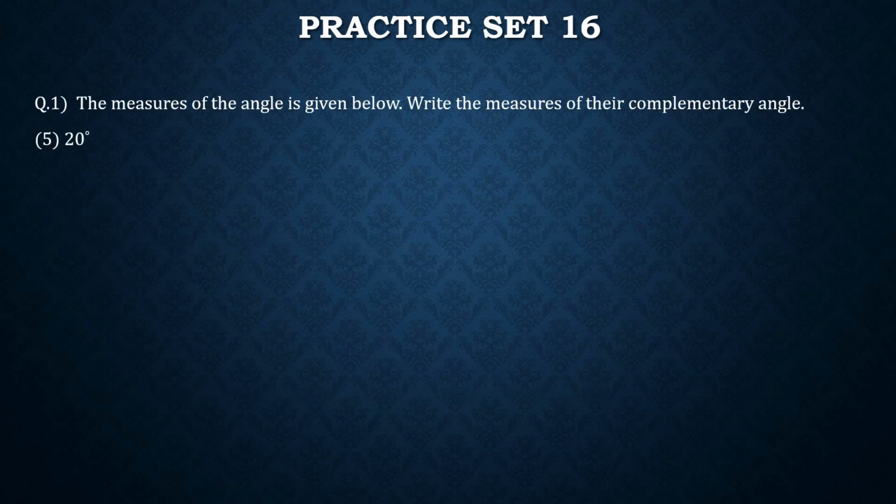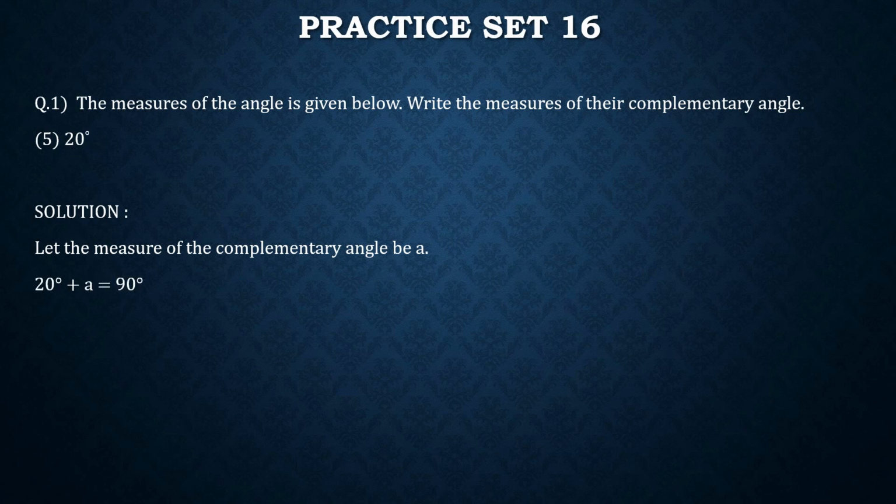Fifth sum is 20 degrees. We have to find the measure of the complementary angle of 20 degrees. Solution. Let the measure of the complementary angle be A. So 20 plus A is equal to 90 degrees. So A is equal to 90 minus 20.